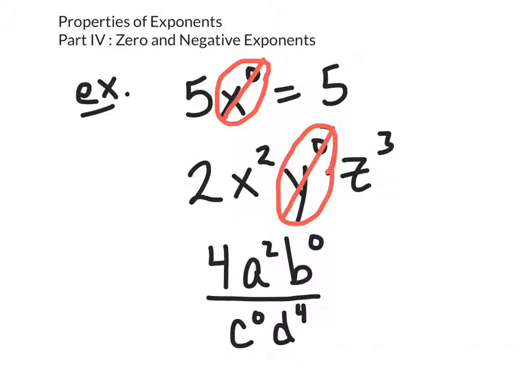It becomes the number 1, and this is going to simplify to 2x squared z to the third. In essence, the y to the 0 goes away.